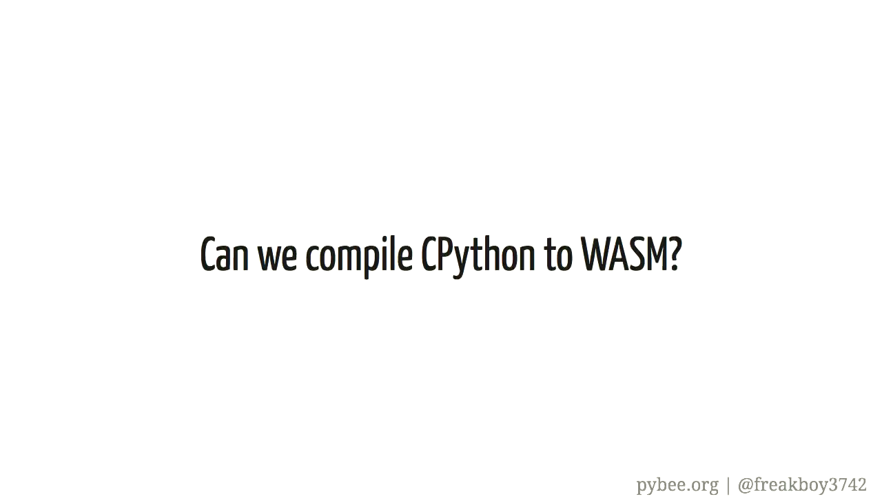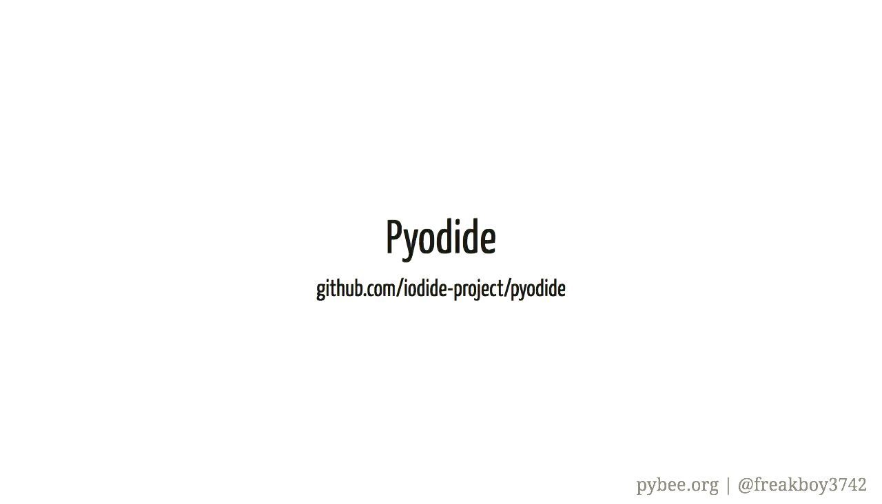Okay, but we had to rewrite our Luhn algorithm in C to use Emscripten, so that doesn't help us run Python, so why do we care? CPython's interpreter is written in C. Can we use Emscripten to compile C code? Can we compile CPython? Why, yes, of course we can. That's what Pyodide is.